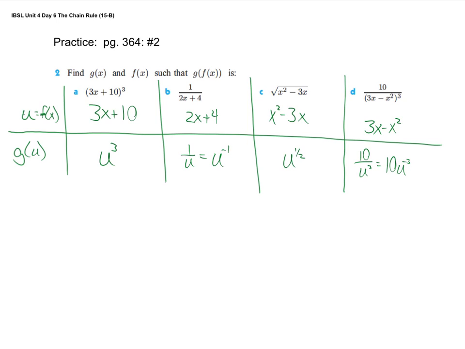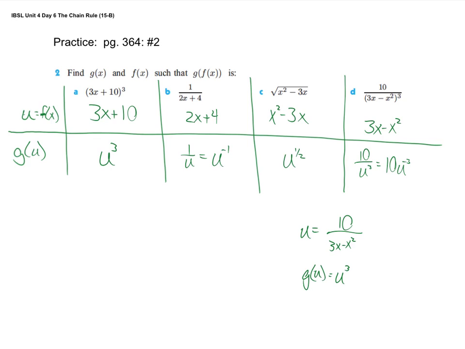Yes? Why wouldn't it be suitable to do 10 over 3x minus x squared for u, and then just make g of u to the -3? Okay, that's a good question. If we made this 10 over 3x minus x squared, and then that's u, and then made g of u into a u cubed, if you do that, that's going to cube the 10 as well, okay, when you plug it in.